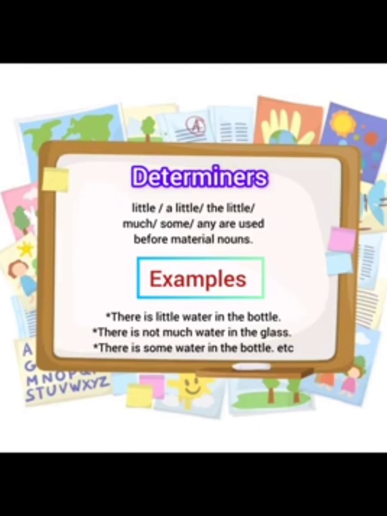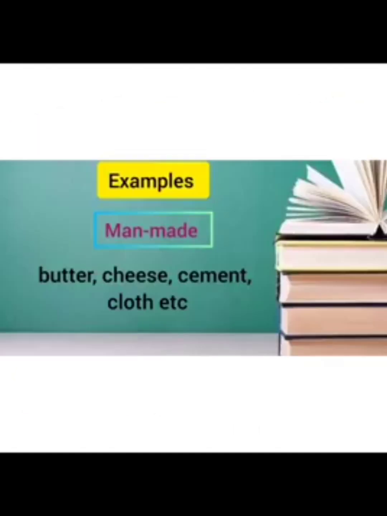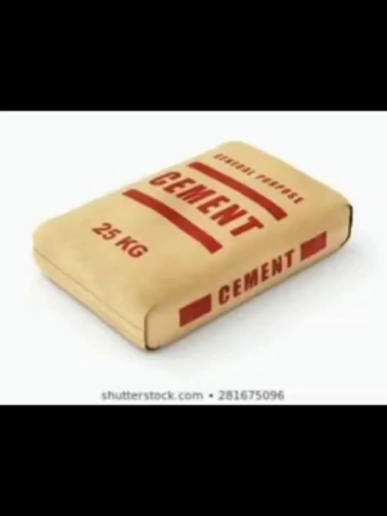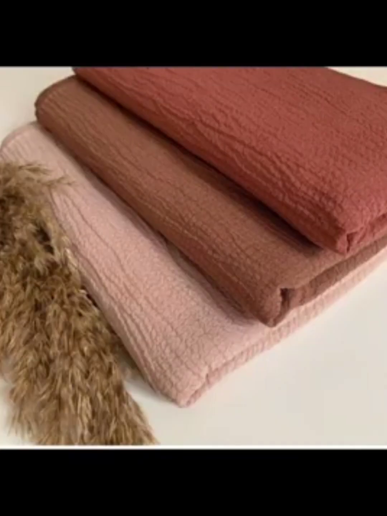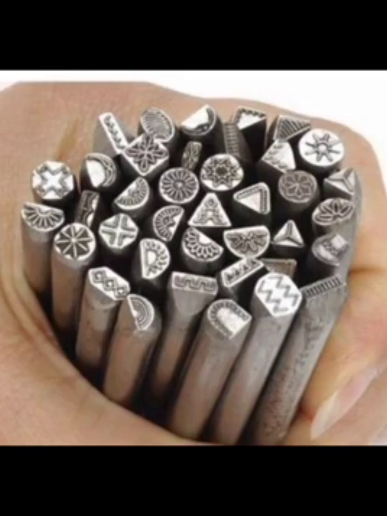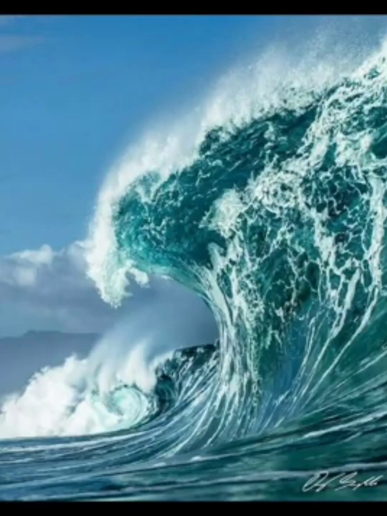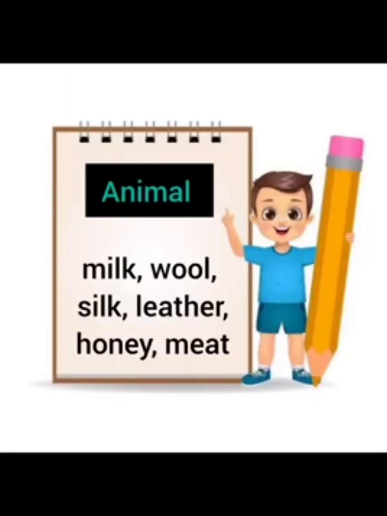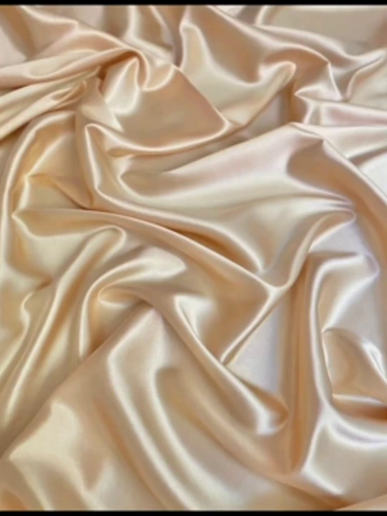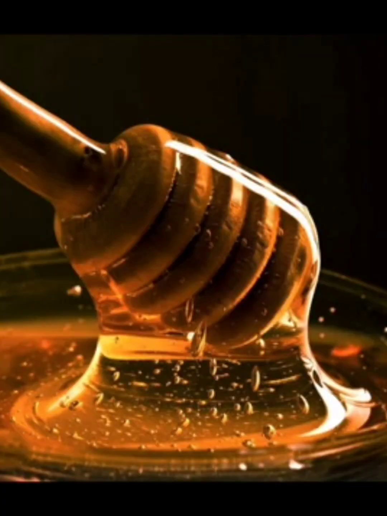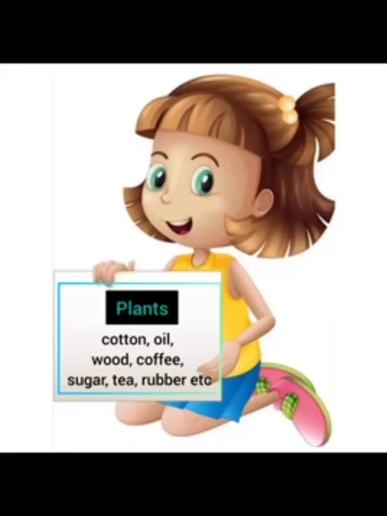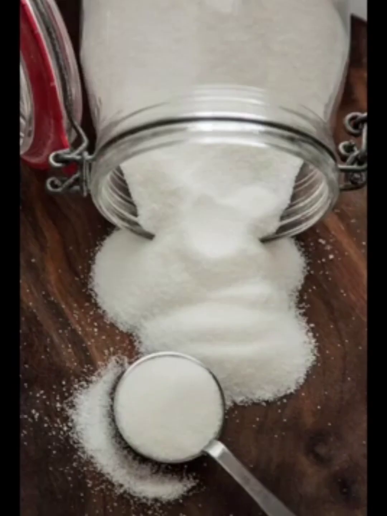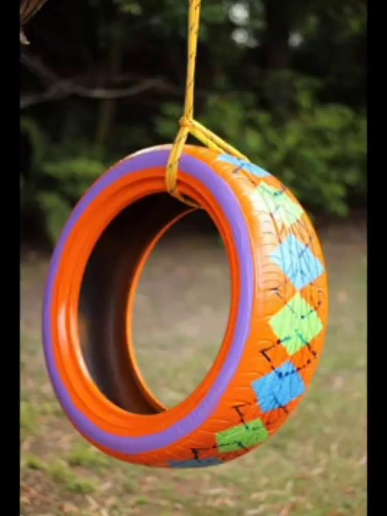We have different examples of material nouns. The very first one is man made, that is butter, cheese, cement, cloth, etc. Natural material nouns are metals, salt, rock, water, clay, coal, etc. Animal material nouns are milk, wool, silk, leather, honey, meat. And from plants, material nouns are cotton, oil, wood, coffee, sugar, tea, rubber, etc.